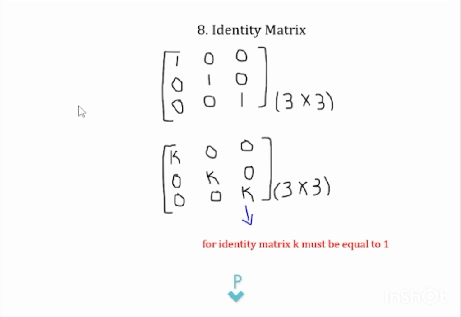Identity matrix. A scalar matrix whose diagonal elements are 1 is called a unit matrix or identity matrix. Here you can see that the matrix is a square matrix of order 3 by 3. Diagonal elements are 1, 1, 1. Below and above the diagonal elements the entries are 0. And for this matrix k should be 1.